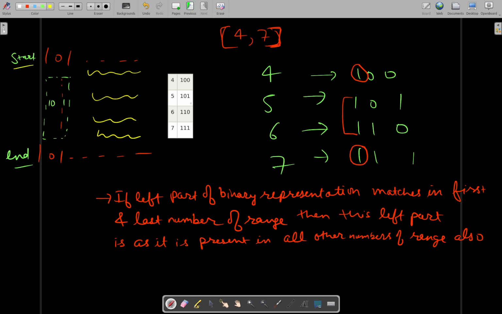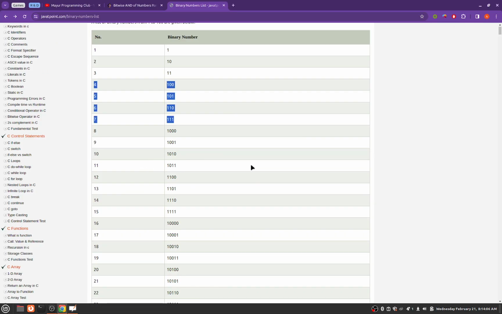Other than that, why are we considering this common left part? You can say this is the common left part, or more specifically, the common prefix. Similarly, if you want to extend your observation, you can do so.